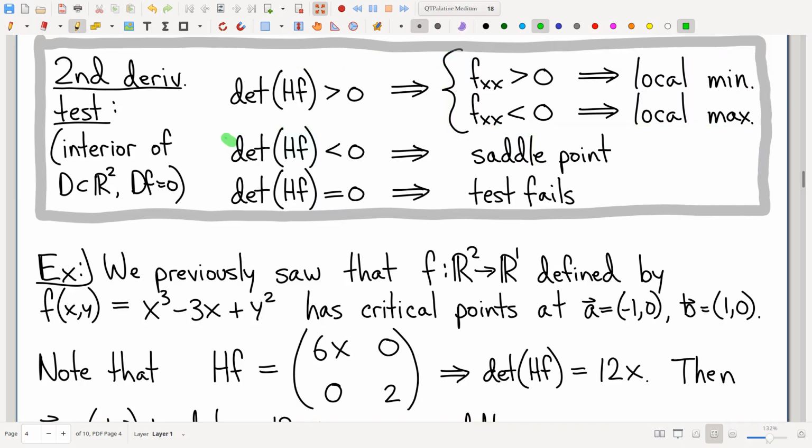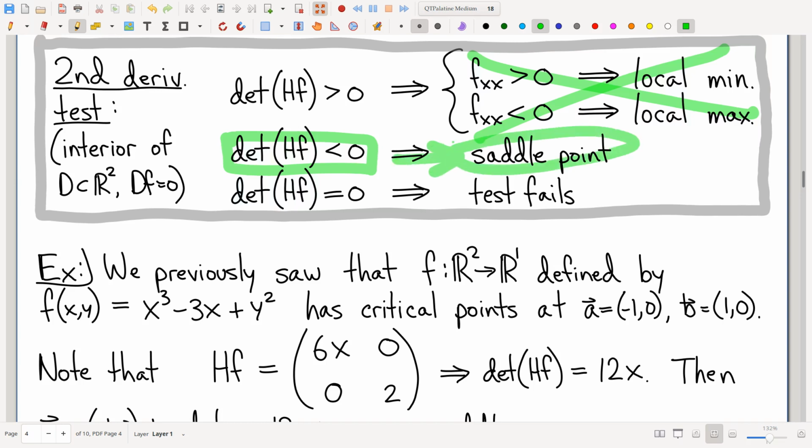You also have to worry, though, about the possibility that the Hessian might be negative. If the Hessian determinant's negative, you can't use these rules. They don't work. It doesn't make any sense. It just straight up does not work. Right? In this case, you have some sort of a saddle point.